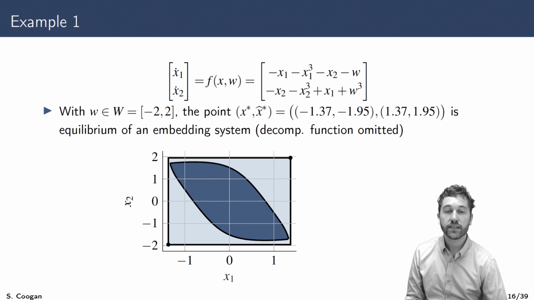We demonstrate this theorem with a few examples. So in this first two-dimensional example with dynamics as given on the slide, there exists an equilibrium point of the decomposition function, which we omit due to space constraints. We are able to numerically determine the smallest robustly invariant set for these particular dynamics, as plotted here in the dark blue region, and we see that the rectangle defined by the equilibrium point in the embedding space does indeed contain this set, as guaranteed by our theorem.